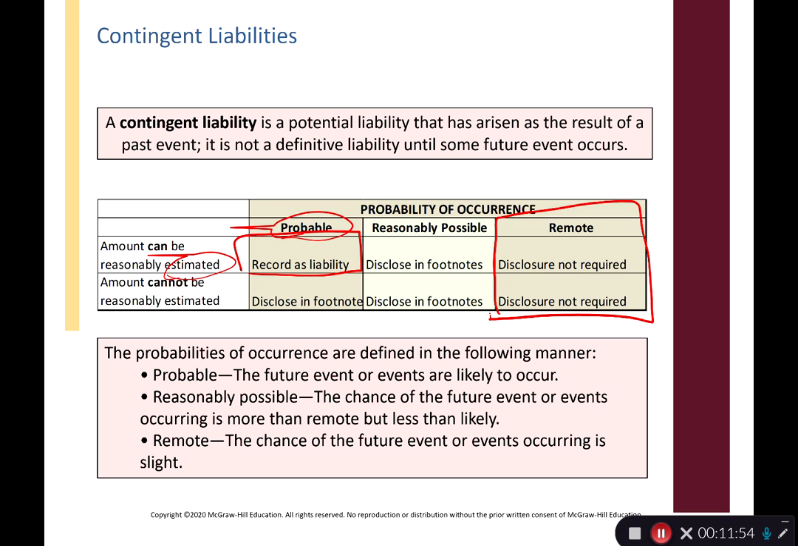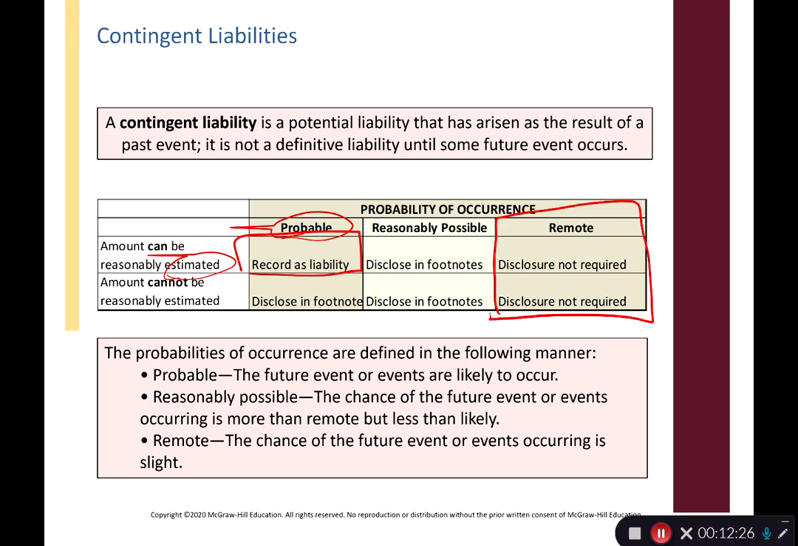So whether you can estimate it or not, you don't have to do anything if the probability of losing is remote. The way I kind of learn this chart is I think of the extremes. When it's probable I'm going to lose and I can estimate the amount of the liability, I record a liability. If the probability of losing is remote, then chances are it's not going to happen, so I don't have to do anything. And then any other situation, if it's probable I'm going to lose, but I don't know the amount, I would just disclose it. Or if we fall in the middle with reasonably possible I'm going to lose, then I disclose it as well, whether I can estimate it or not.